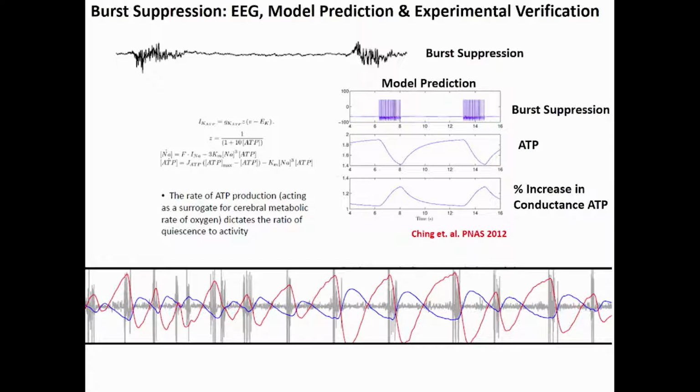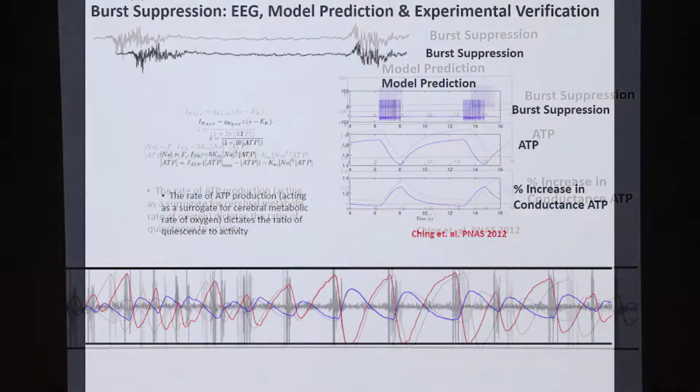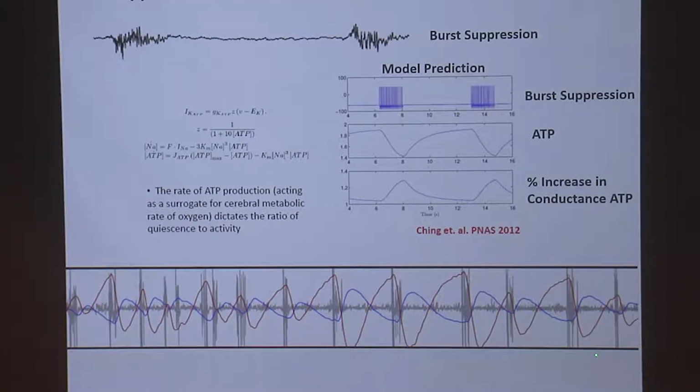Here's the wild part. This is an experiment that we did, with the help of David Boas at the imaging center at MGH. If you look here, the gray is the burst suppression. The red is actually recorded by NIRS. It's the oxyhemoglobin level. And the blue is the deoxyhemoglobin level. So this model predicted this.